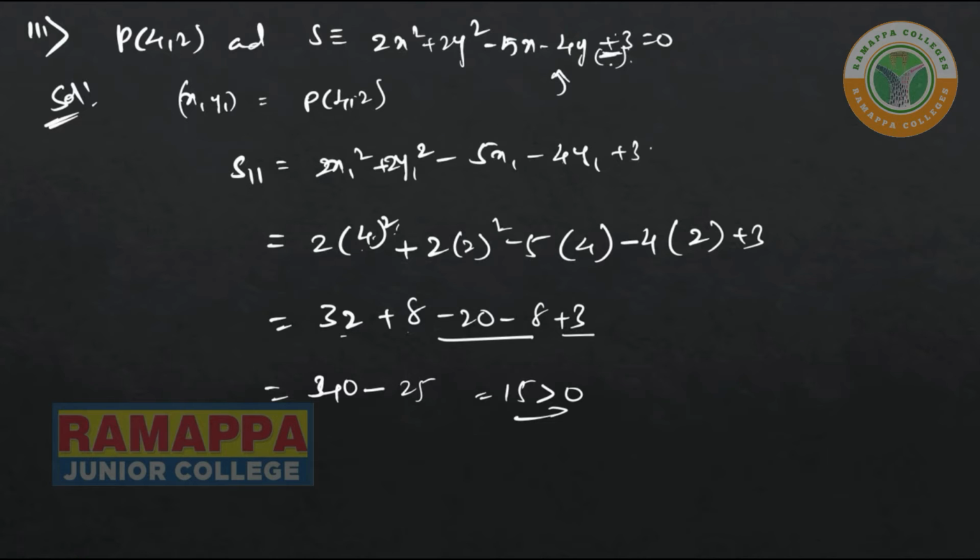So for that question, please go through that one. If you take minus 3, you will get another answer. My intention was not to make it plus 3, but I took the plus 3, so I continue with that one only. Now here, S11 is greater than 0, so P lies exterior of the circle.